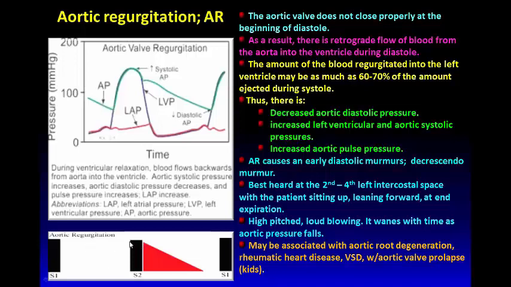The murmur of aortic regurgitation is an early diastolic decrescendo murmur. Again, I'm describing the murmur, and it sounds like lob, lob. Lob is the first heart sound, dub is the second. This is the decrescendo blowing murmur of aortic regurgitation.